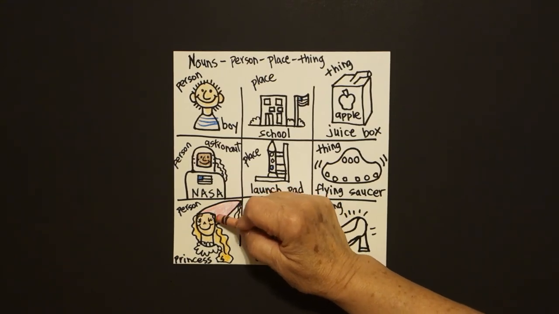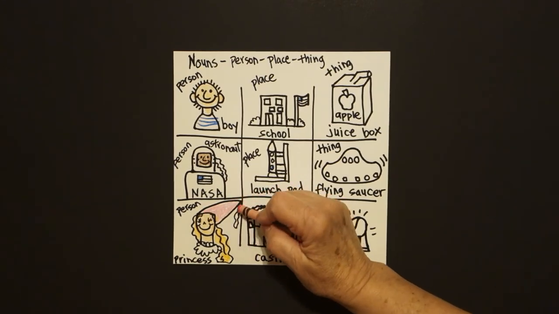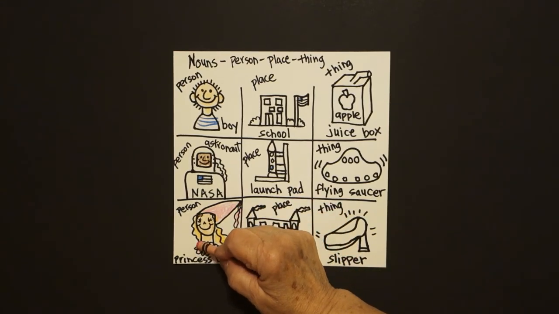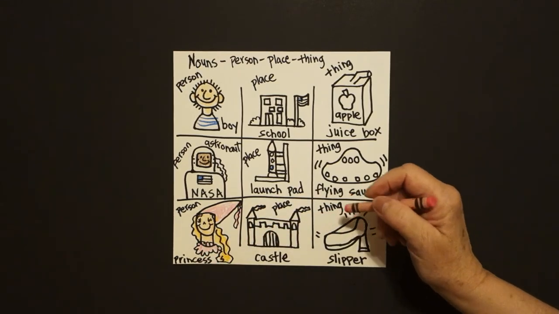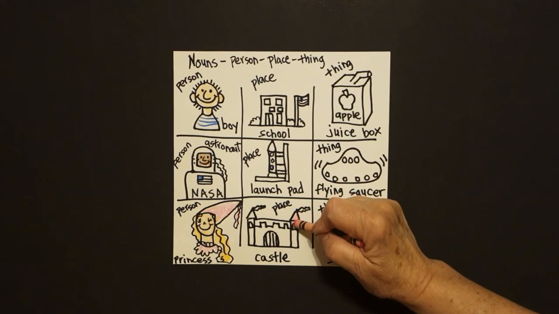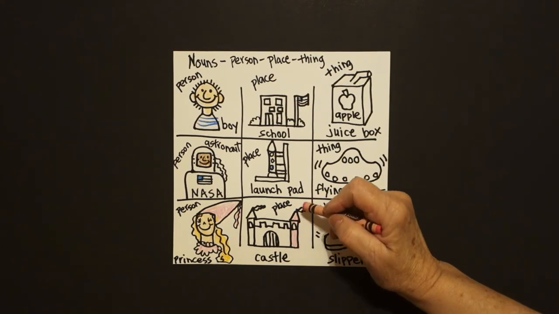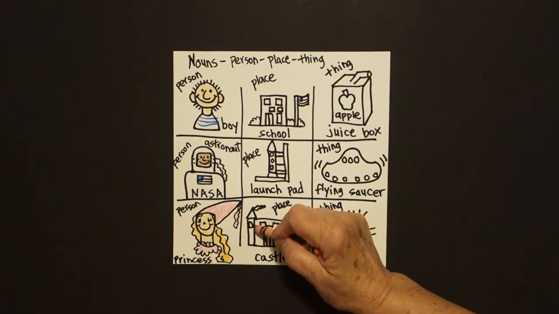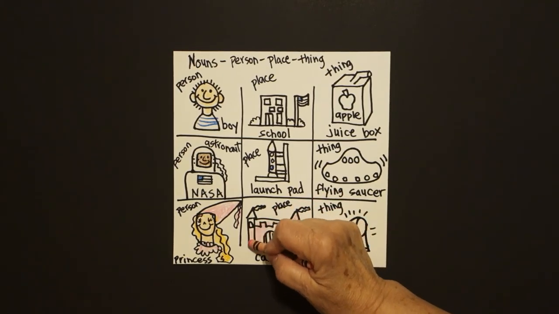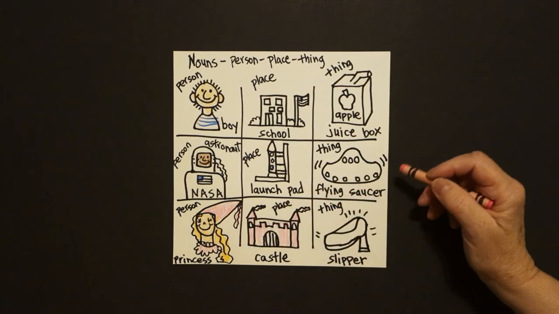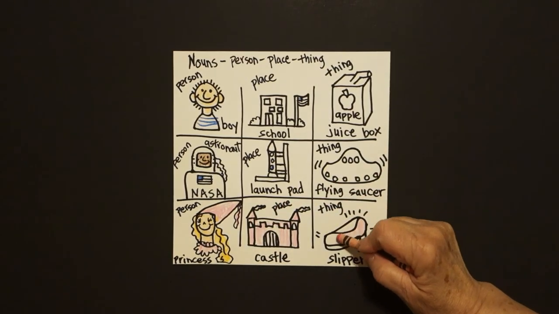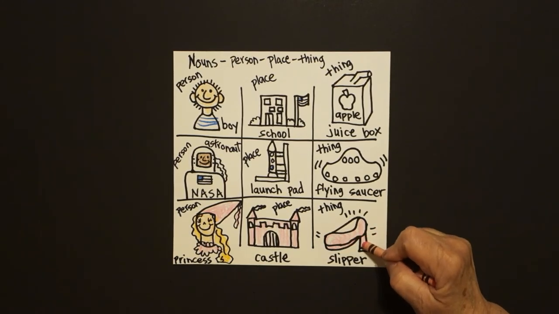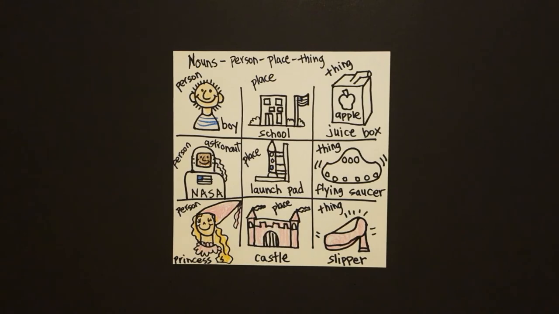If you don't have pink, you can color her hat. This is her ribbon. This is her outfit. This is her castle. I did it all pink. I know. A lot of pink, but I couldn't help myself. So this is all pink. And her slipper I made pink. So this is all pink. Okay.